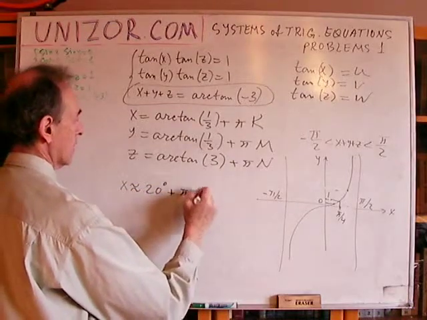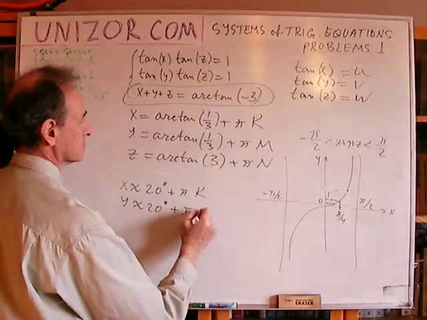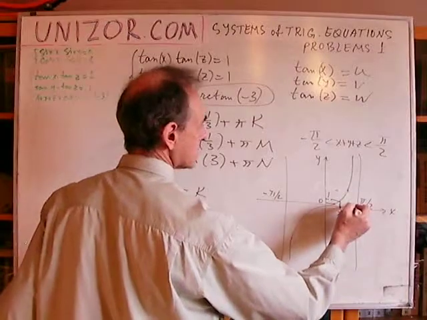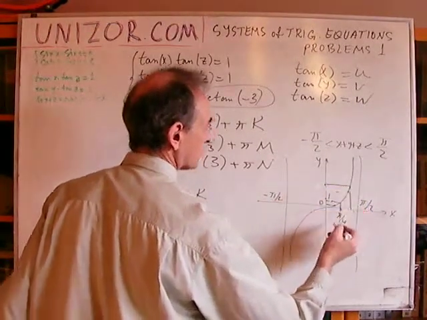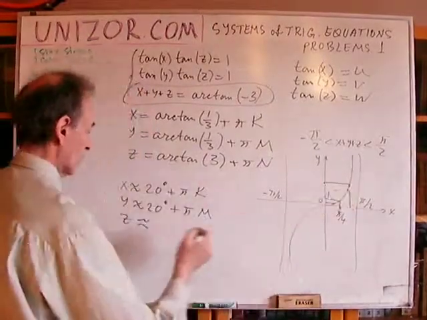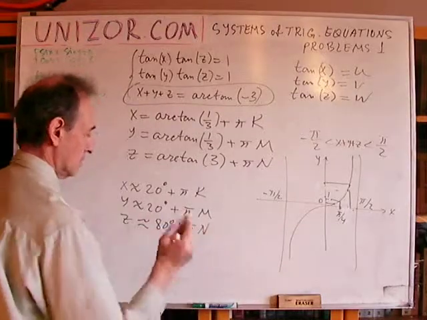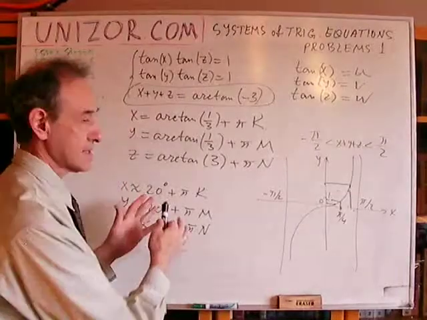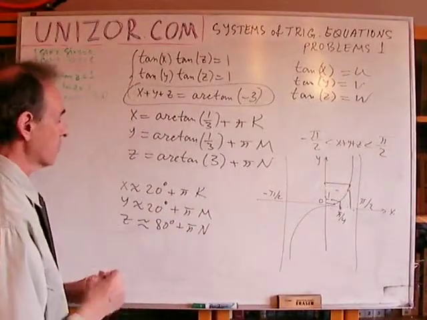Plus pi k. Y is also about this. And z is... Now, 3 is somewhere here, right? If this is 1, this is 3. So it's greater than pi over 4. And again, this is 45, this is 90. I don't know how it is. Maybe 80. Approximately, right? I mean, it doesn't really matter whether I'm exactly evaluating the value or really approximately.